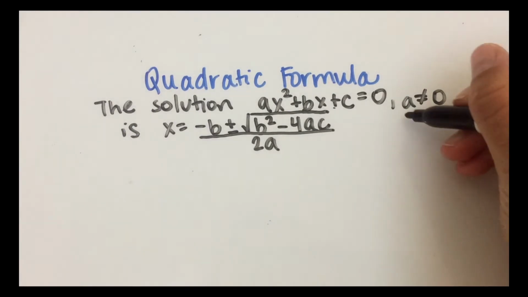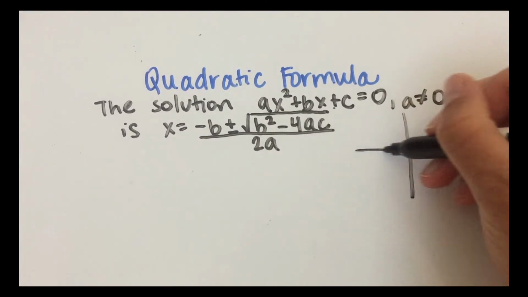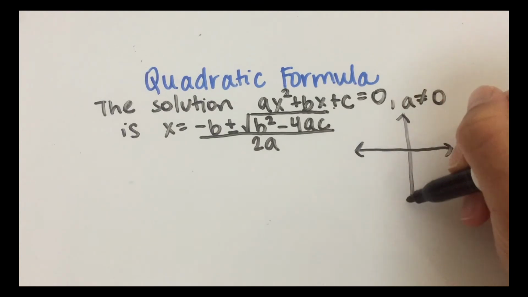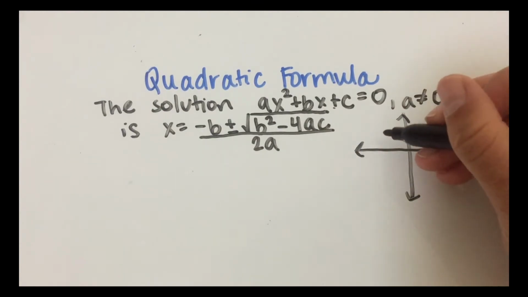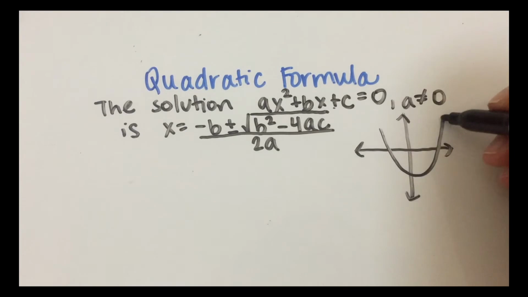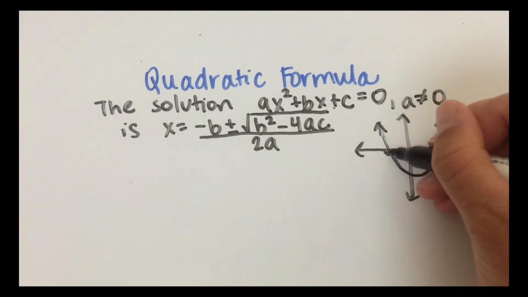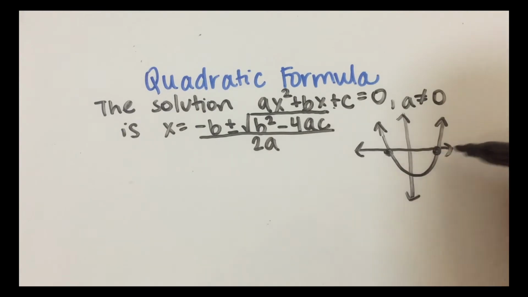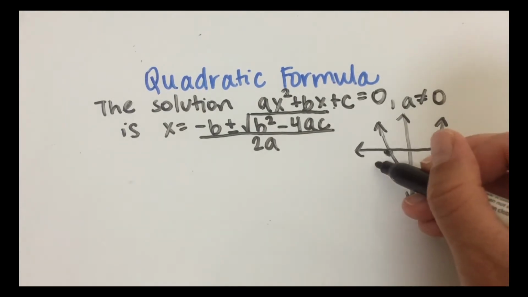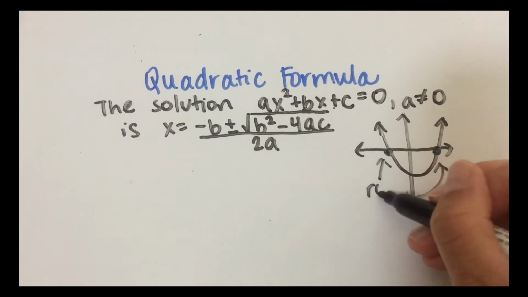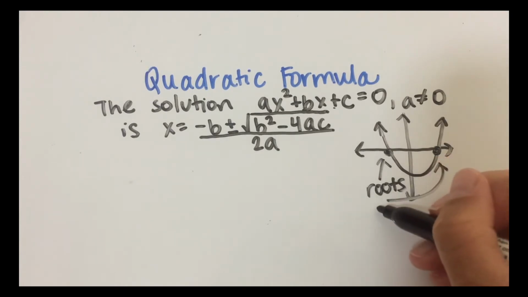So here, what this would look like on a graph is if we have a quadratic function, or in other words, a parabola. To solve for these two x values, the points where this parabola intersects the x-axis, we will use the quadratic formula. And these two values will be called your roots or solutions.